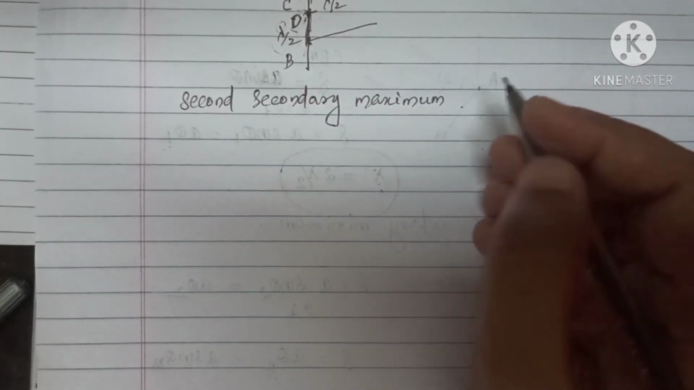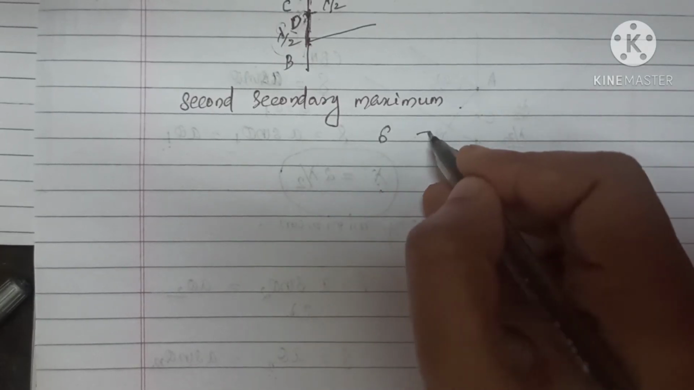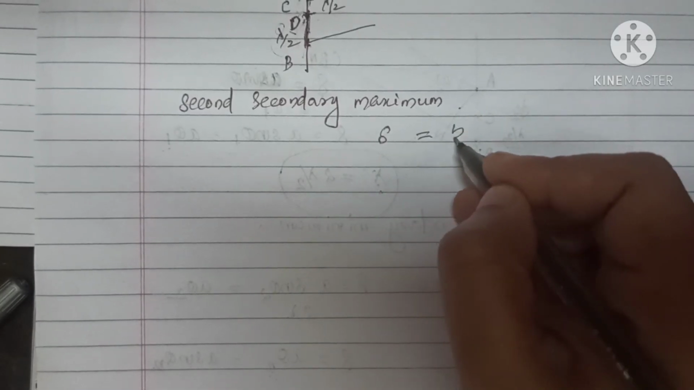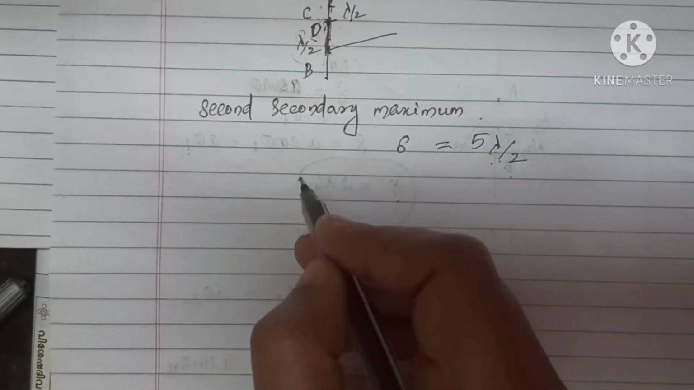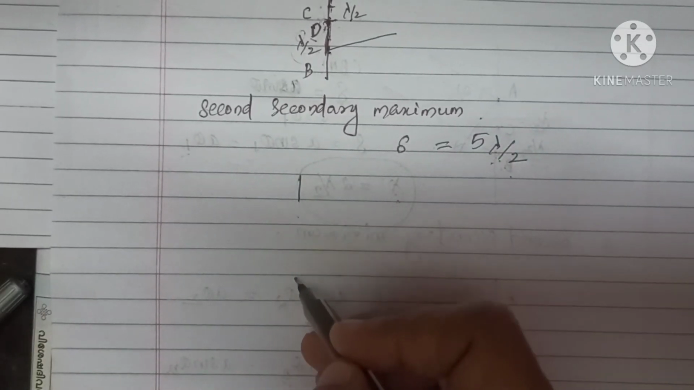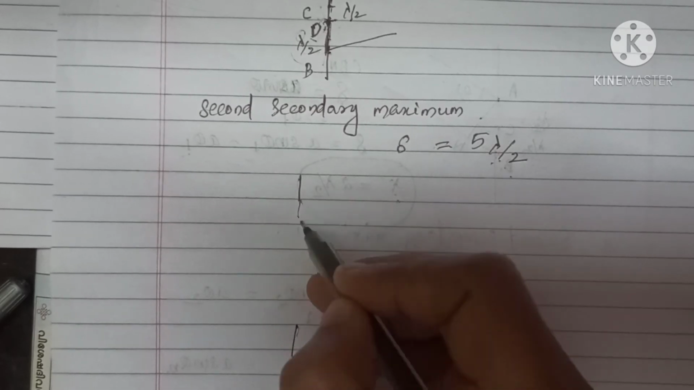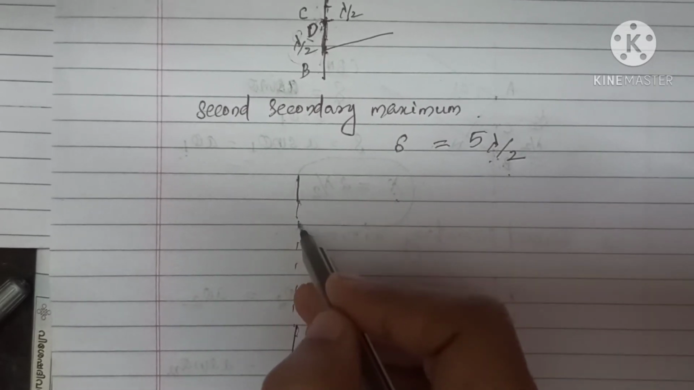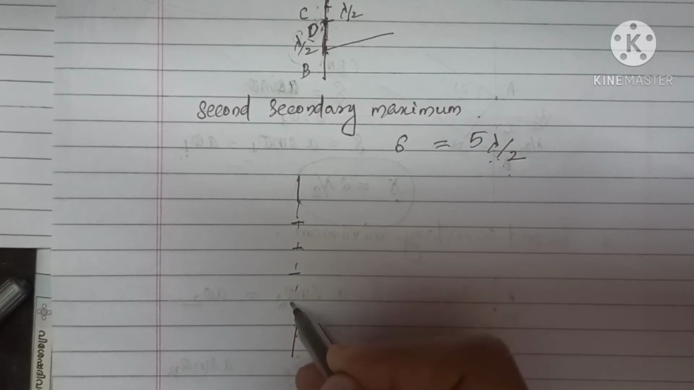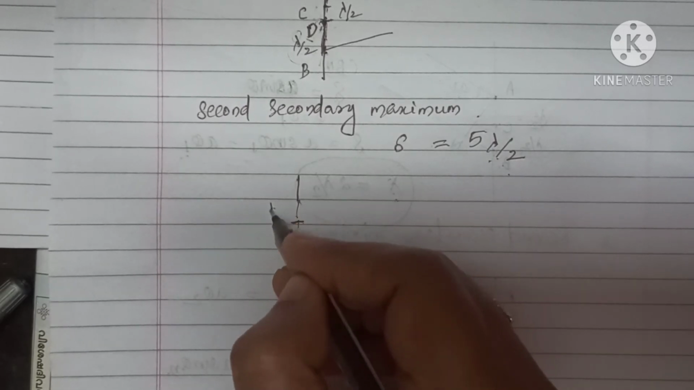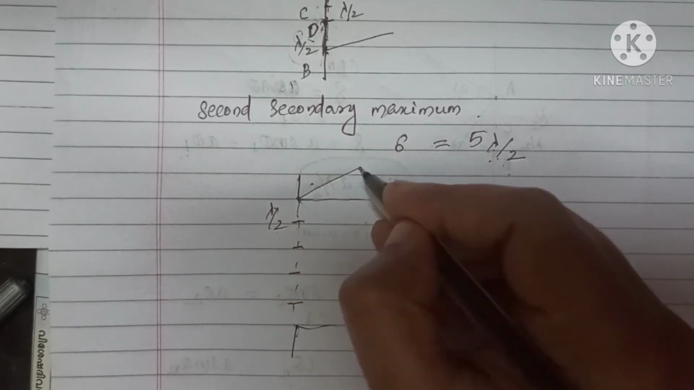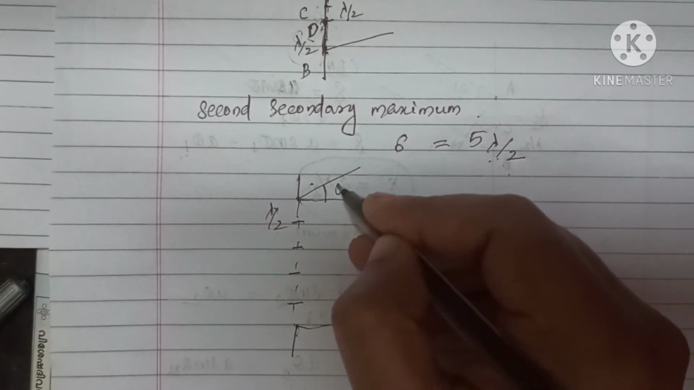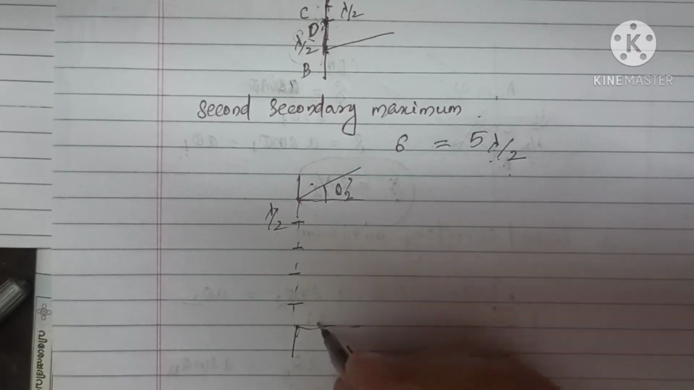Yes, we can say that the path difference is, what will be the path difference? It is found that the path difference is 5 lambda by 2. So how will you give the explanation? If this is the slit, this slit can be divided into 5 equal parts, each having lambda by 2 path difference. So this is the angle of diffraction, theta 2 dash.